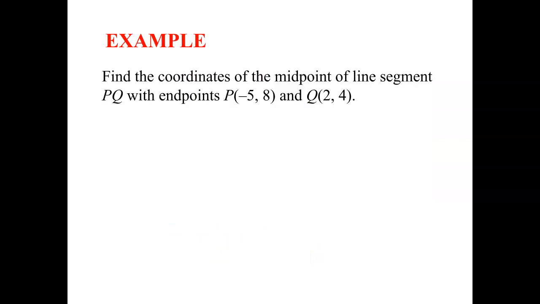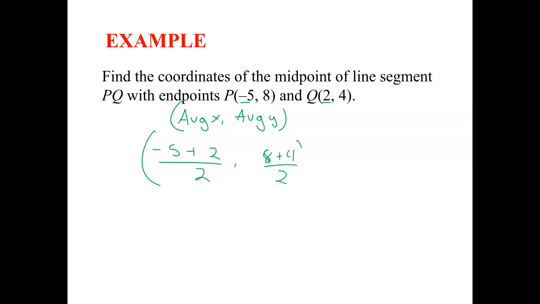Okay? So we look at these 2 points, and I want to find the average of my x values and the average of my y's. What are my x values? -5 and a 2. And what am I going to do with those two numbers to find the average? Add them and divide by 2. Okay? Average of the y's. What are my y values? 8 and 4. What am I going to do with those numbers to find the average? Add them and divide by 2.